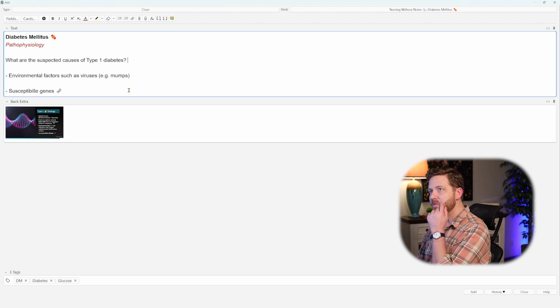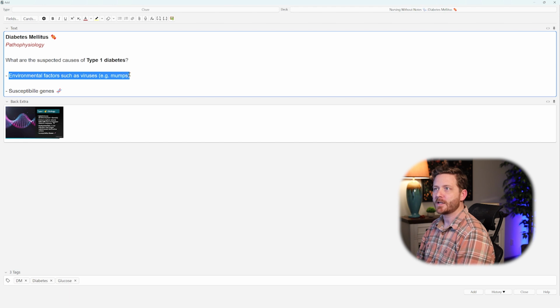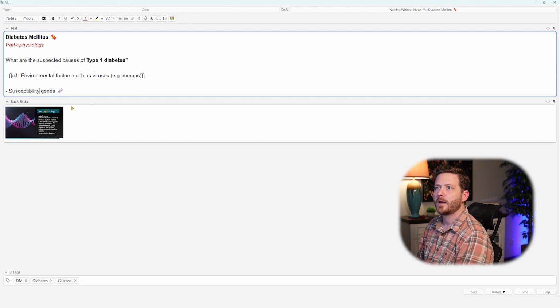All right, so what are the suspected causes of type 1 diabetes? And you know what, just for the sake of it, let's bold that. All right, so environmental factors such as viruses like the mumps. I'm going to Control-Shift-C here and make one close. And then also there's certain genes that are susceptible. All right, susceptibility genes. Okay. All right, we'll highlight that. Control-Shift-C, and we'll make our second close.